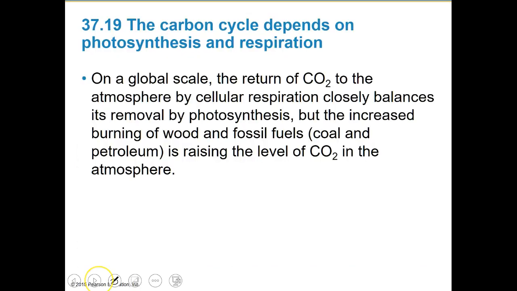the atmosphere. On a global scale, the return of CO2 to the atmosphere by cellular respiration closely balances its removal by photosynthesis, but the increased burning of wood and fossil fuels is raising the level of CO2 in the atmosphere. It's maybe not quite balancing out, especially as we continue deforestation and taking some of those things out.